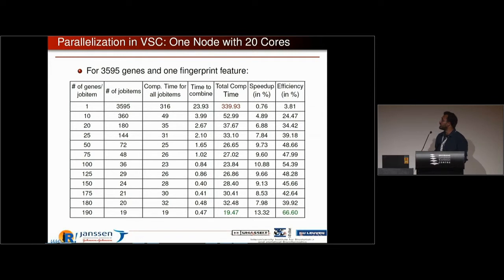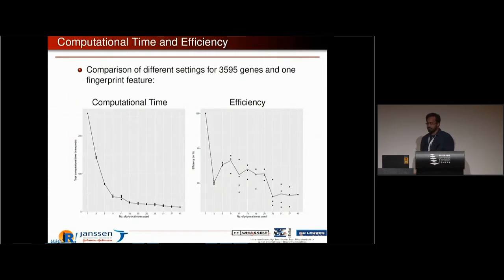And of course, the most efficient result is when we have 19 job items, because then we are using all the 19 cores for almost a similar amount of time. That's why we have the highest efficiency here compared to the other combinations.